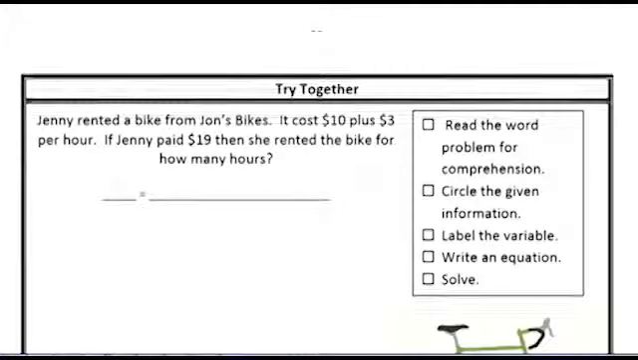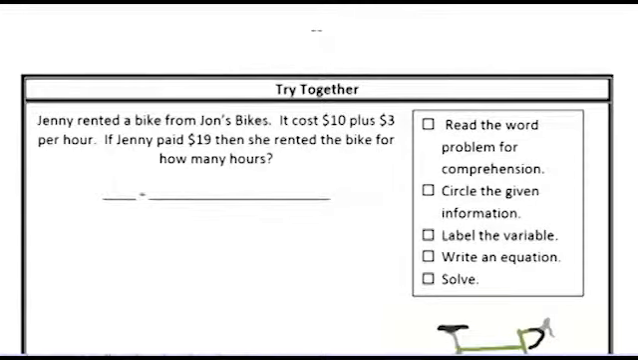Jenny rented a bike from John's bike shop. It costs $10 plus $3 per hour. If Jenny paid $19, then she rented the bike for how many hours? So I read the word problem. I want to kind of summarize it. So it costs $10 plus $3 per hour.